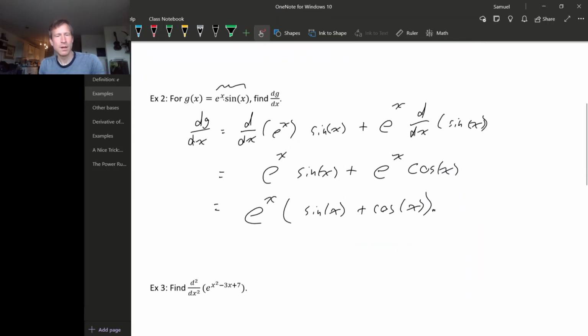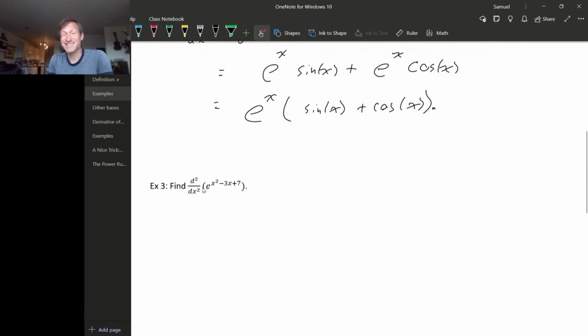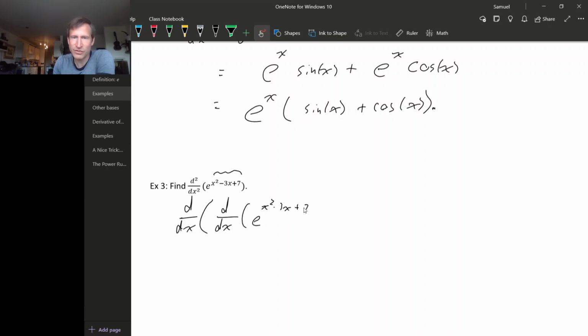All right. For our next example, let's find the second derivative of e to the, this whole mess, x squared minus 3x plus 7. Remember, a second derivative is just the derivative of the first derivative. So first we need to calculate the first derivative. So what I'm going to put in parentheses here is this first derivative.